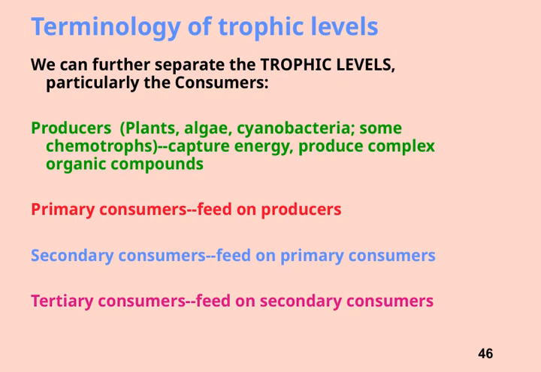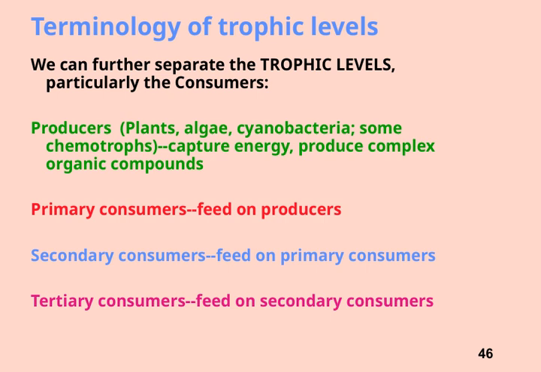Let's take a closer look at the terminology of trophic levels, especially when we focus on the consumers. We can further break down these levels to better understand how energy flows through an ecosystem. Starting with producers, which include plants, algae, and cyanobacteria. These are the organisms that capture energy directly from the environment, usually through photosynthesis or chemosynthesis, and use that energy to produce complex organic compounds. They form the foundation of most food chains.